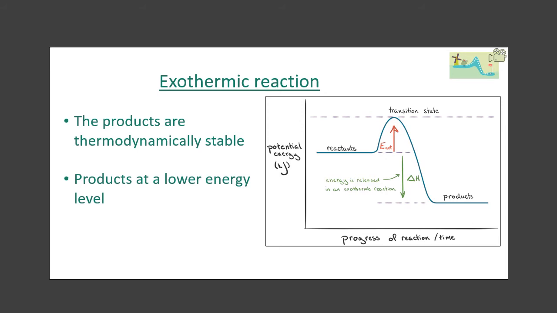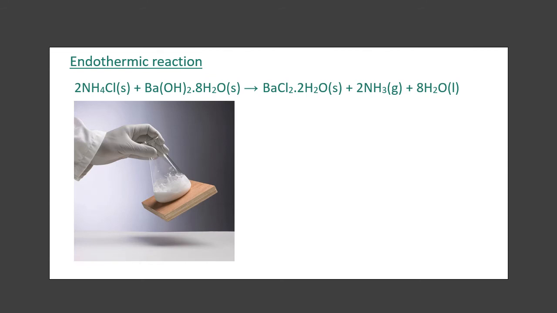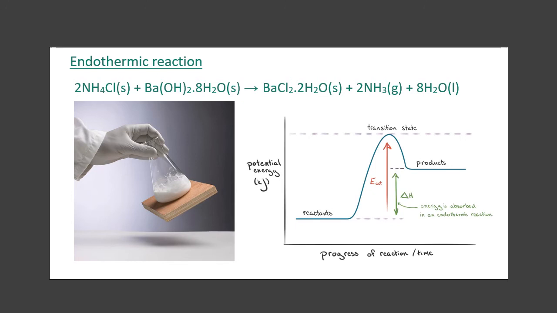However, it is important to know that endothermic reactions can be spontaneous as well. Have a look at this example here. Solid hydrated barium hydroxide reacting with solid ammonium chloride, two solids reacting, occurs at room temperature in a rapid endothermic reaction. Here you can see, unlike the previous reaction, the products formed are thermodynamically unstable. And yet, this reaction is still spontaneous.